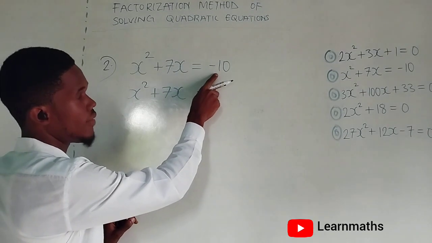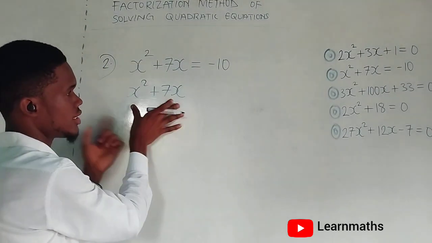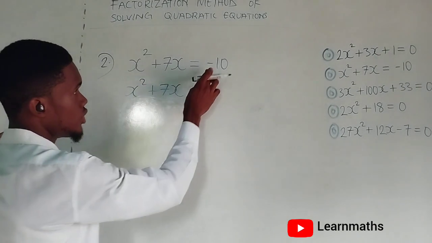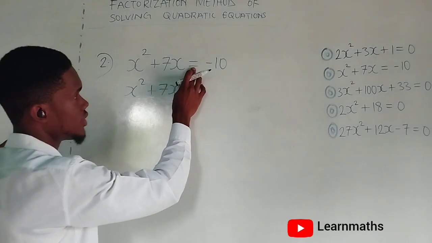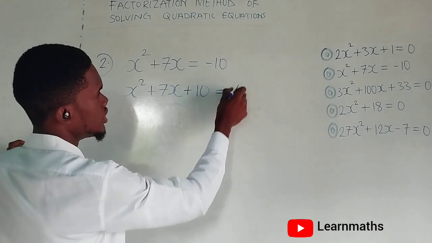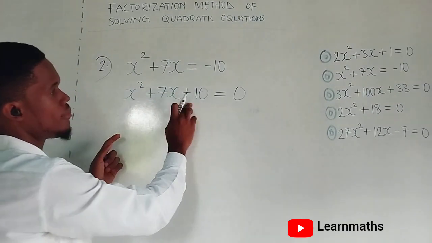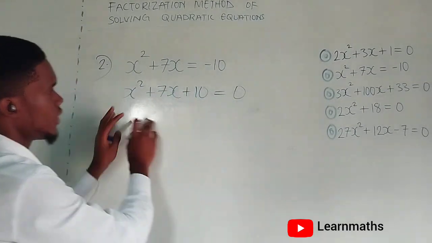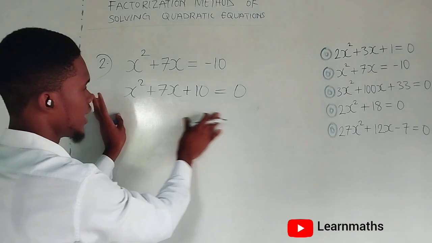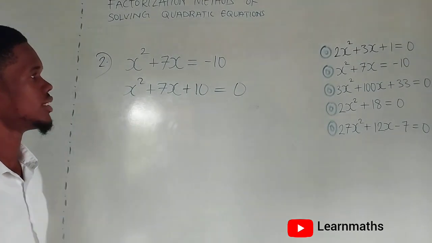And this negative 10 we're having over there, we're going to bring it over the equal sign back to this left hand side, right? So when negative 10 crosses the equal to sign, it becomes positive 10. So equal to 0, since there is nothing left now. The negative 10 that was there, we brought it over, it became positive 10, so it's now equal to 0. Now this is the general form of the quadratic equation, which we all are familiar with. So now let's factorize this quadratic equation.